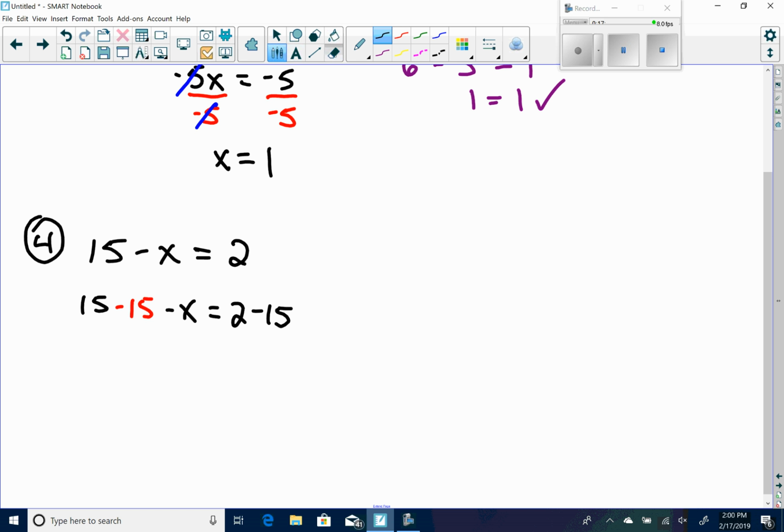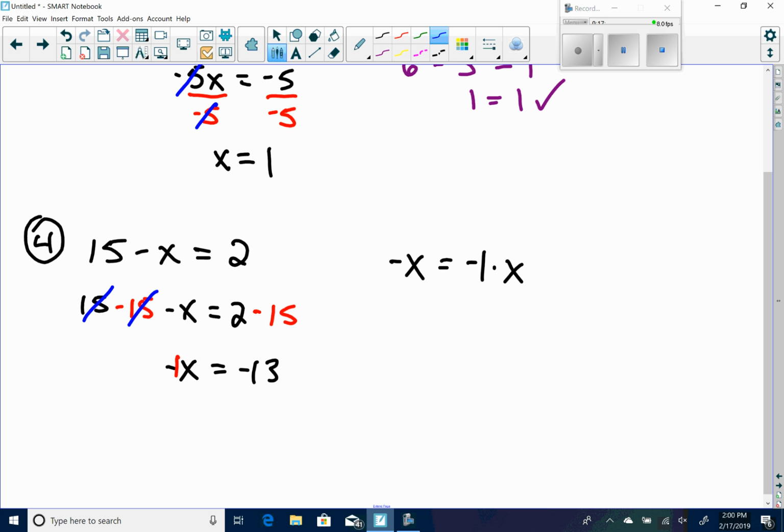But let me actually go back and change the color here just to show. I want to subtract a 15 from each side. So these 15s cancel out. Keep in mind I'm left with a negative x. I'm going to talk about that in a second. 2 minus 15. If I have $2 and I owe 15, it's going to be a negative 13. Now just off to the side here, I want to show you negative x is the same as saying a negative 1 times x. So technically I could squeeze in a negative 1 here.